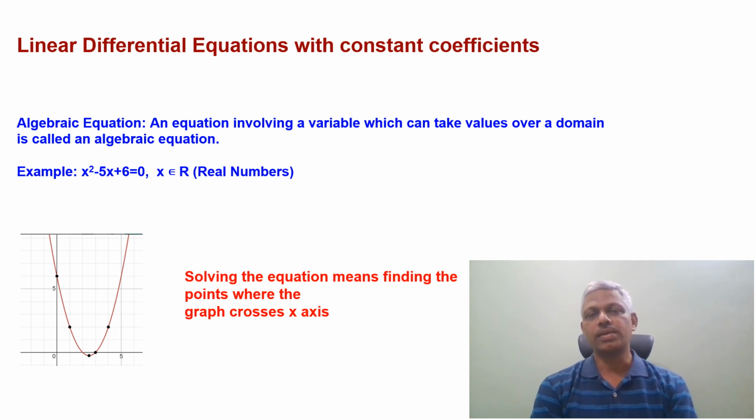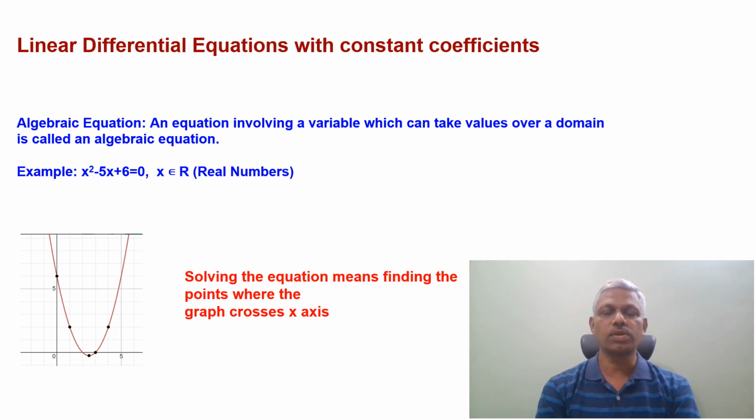Right from our 6th or 7th standard, we used to come across algebraic equations. An equation that involves a variable which varies over a domain can be taken as an algebraic equation. For simplicity, we'll talk about only algebraic equations of a single variable here. As an example, x squared minus 5x plus 6 is equal to 0 is a simple algebraic equation where x can vary over a domain.